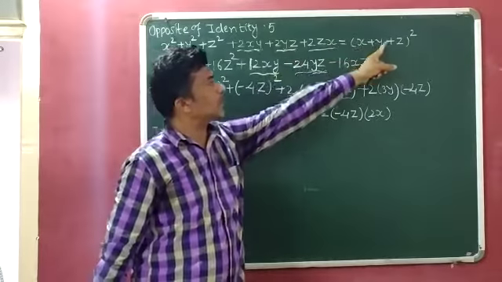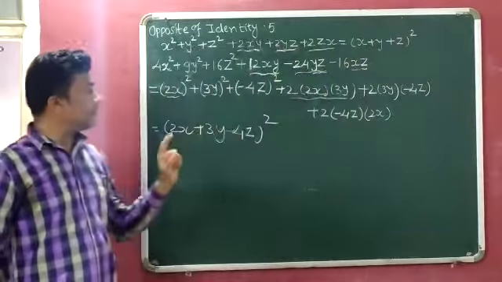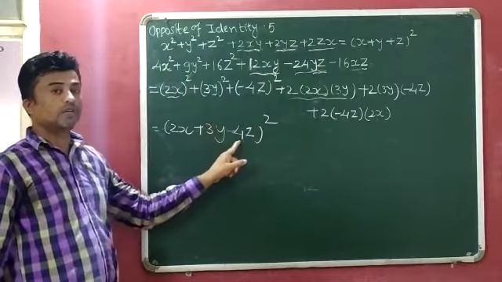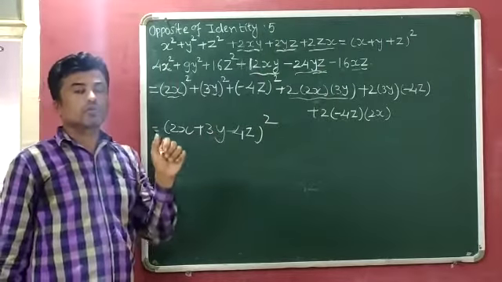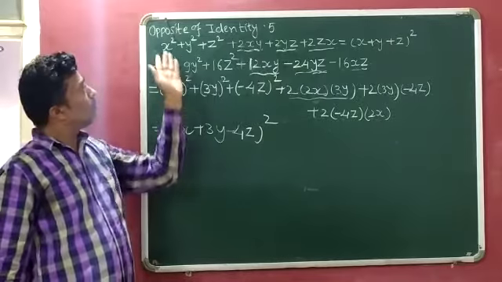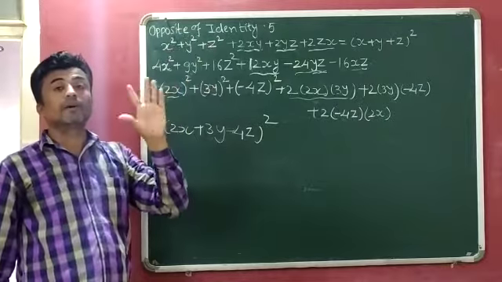Like this, x plus y plus z whole square. Same way, 2x plus 3y minus 4z bracket over and whole square is our answer. So this is the normal explanation of opposite of identity number 5.